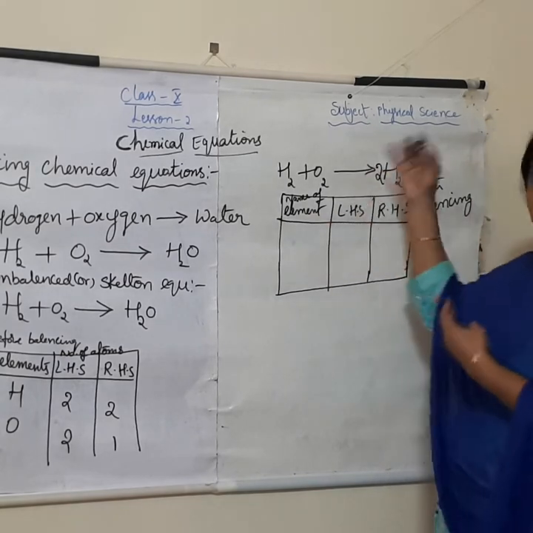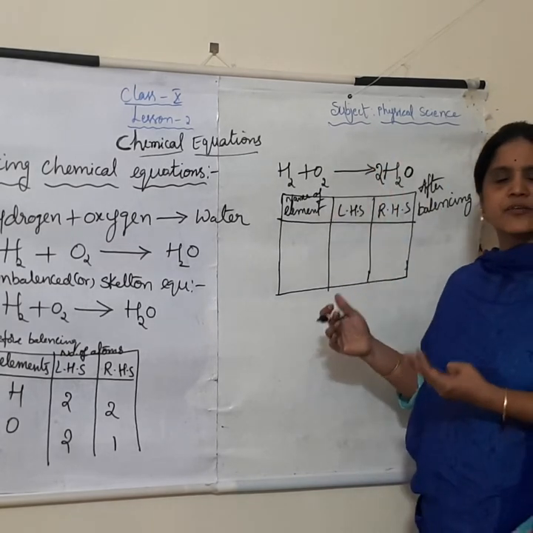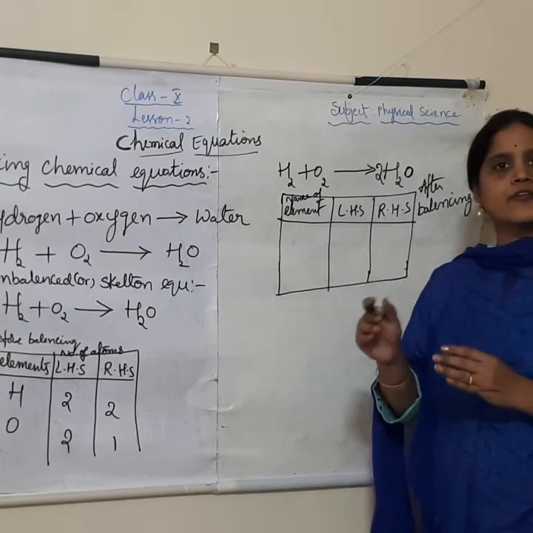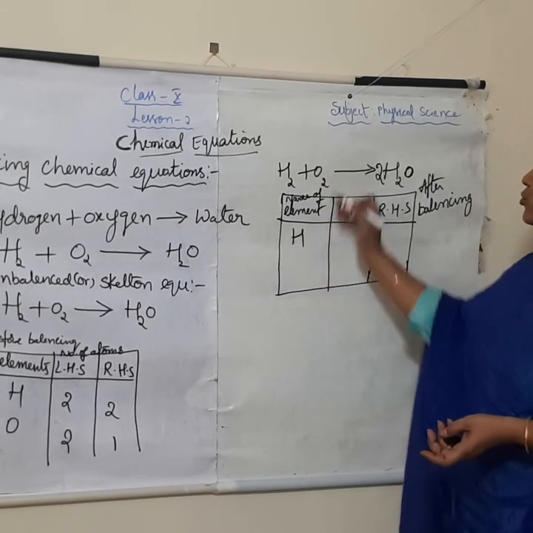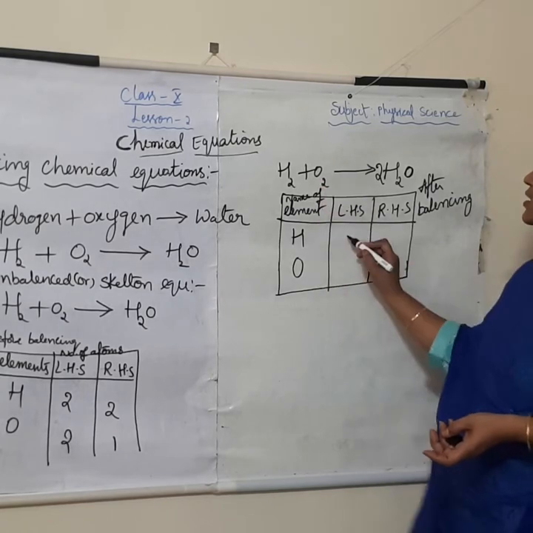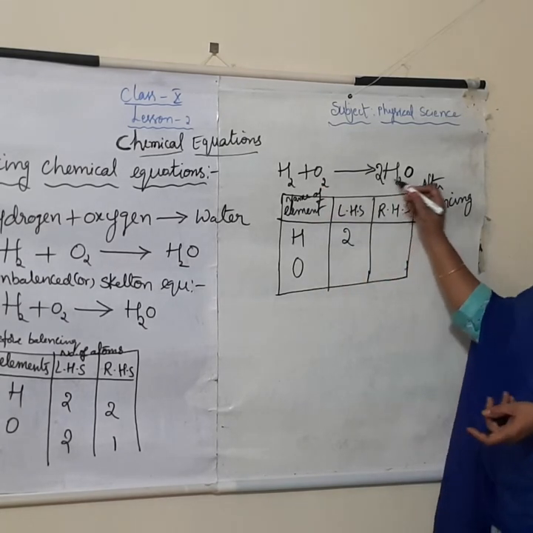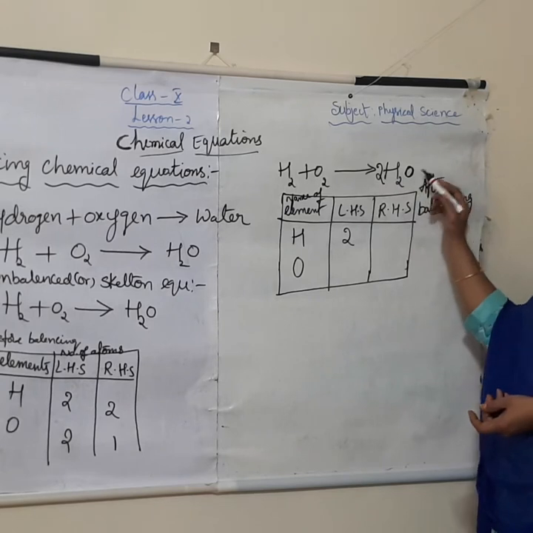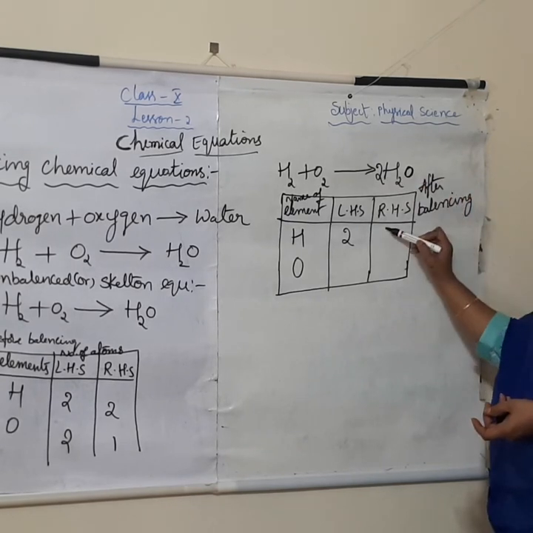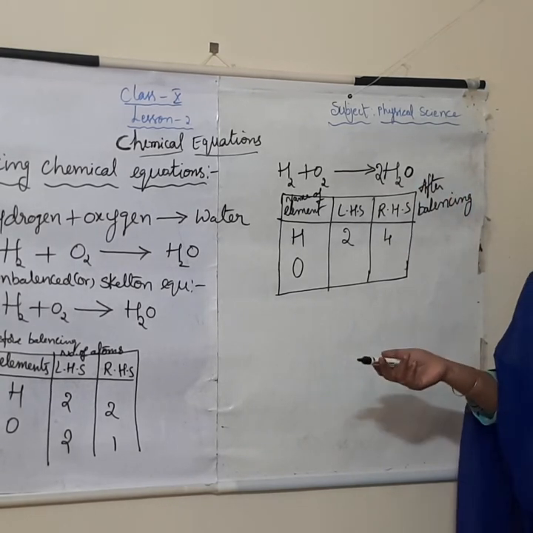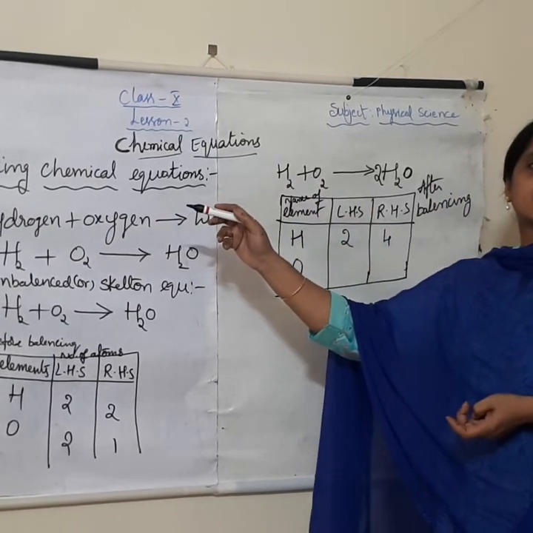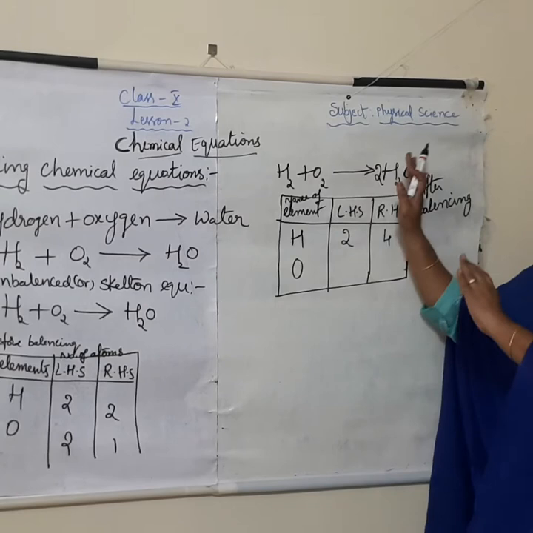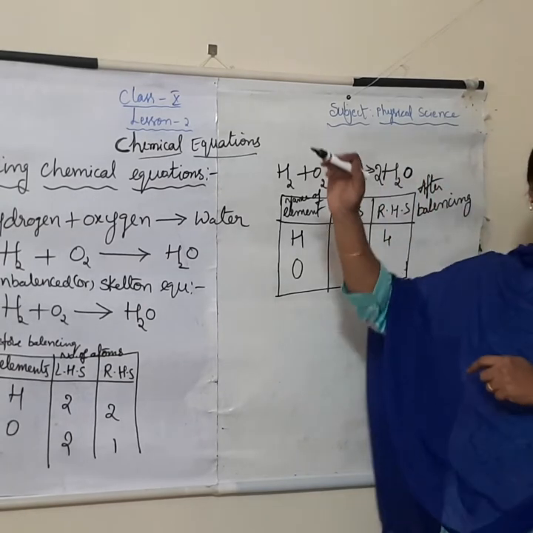Again, after balancing, we will check whether the number of atoms on the right and left are equal or not. So here hydrogen, and one more is oxygen. Left hand side, 2 are there. Right hand side, how many are there? Here 2 into 2, 4 are there. So you must balance the left hand side. The equation is not balanced. Still you have to balance it.